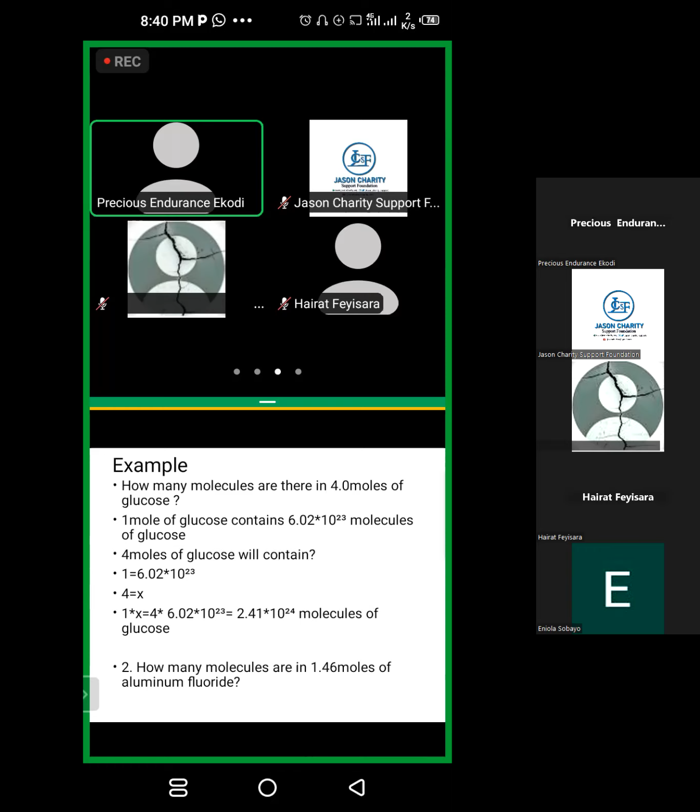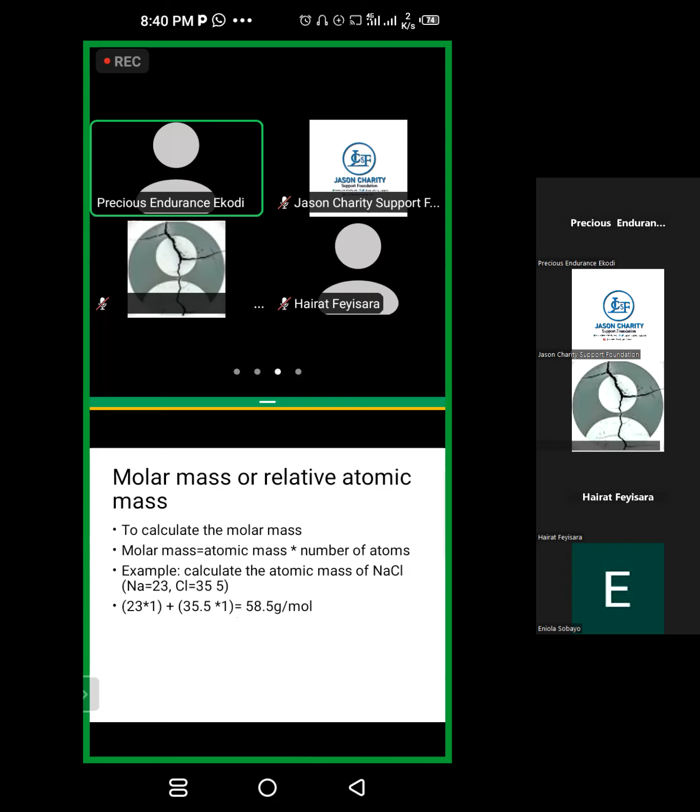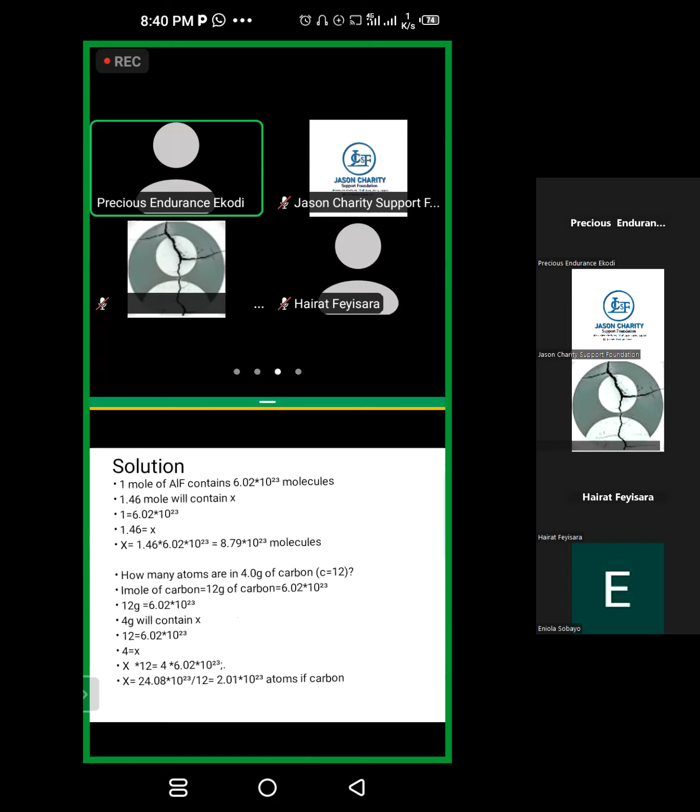So this goes for every other compound, as long as you are looking for the number of particles or the number of molecules. Then let us say what you are asking for is the number of atoms, and you are given the atomic number. How do you solve it? In that case, you don't just compare the mole, but you also compare the atomic mass of that compound or the elements involved.